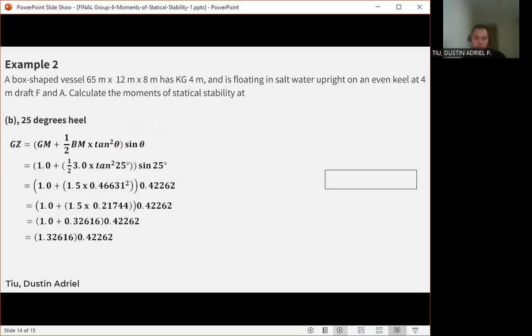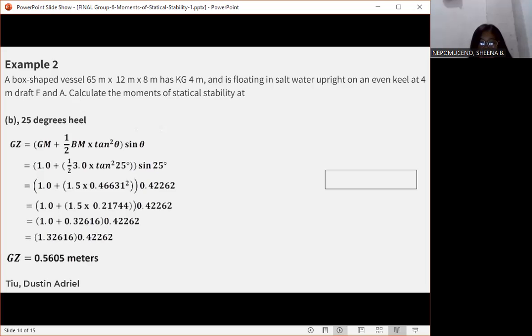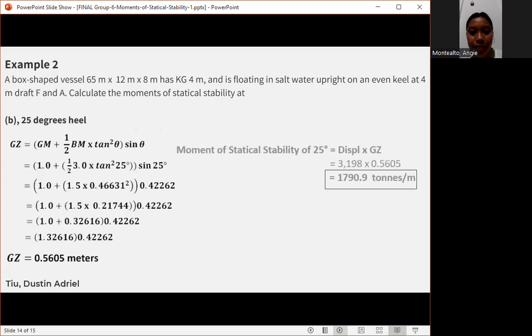So 0.46631 squared is equal to 0.21744. Then 1.5 times 0.21744 is equal to 0.32616. So 1 plus 0.32616 is equal to 1.32616. Then when you multiply 1.32616 times 0.42262, the answer would be 0.5605 meters. Then we have our GZ.